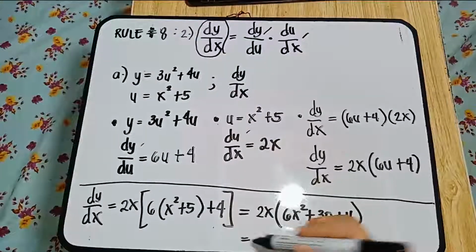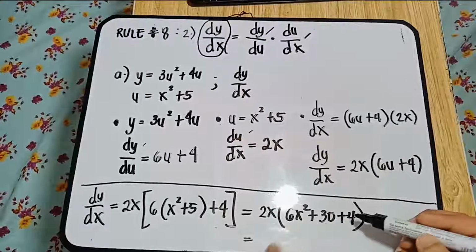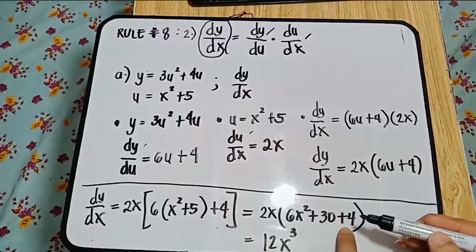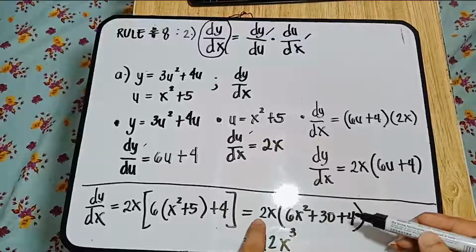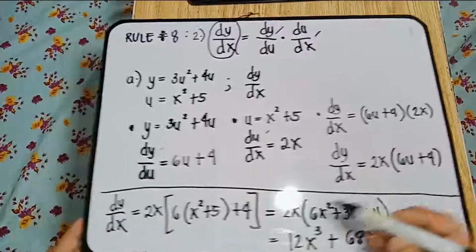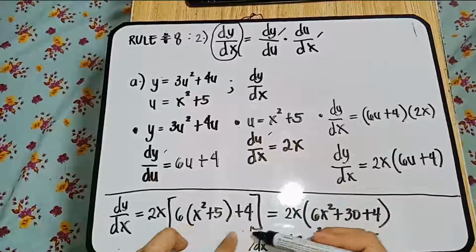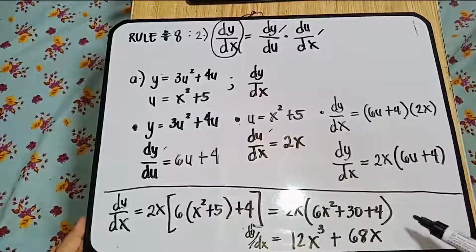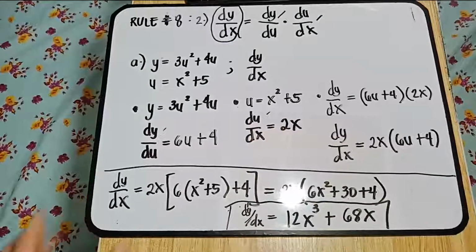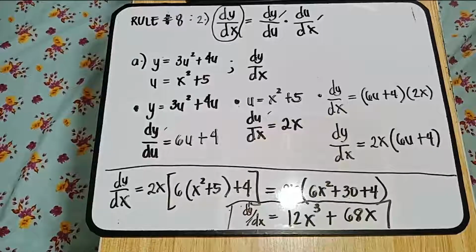Then, distribute ko ulit. Ito, dito, sa loob. 6x multiplied by 6x squared, that is 12x cubed. 30 plus 4, that is 34, multiplied by 2x, that is 68x. And that is our dy over dx. That is our final answer. That is rule number 8.2.